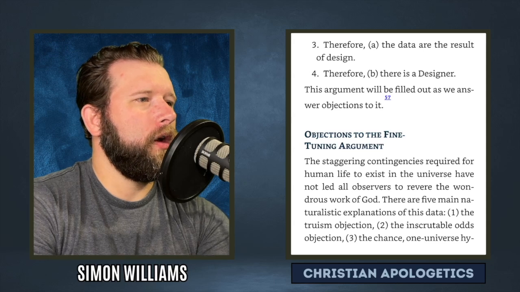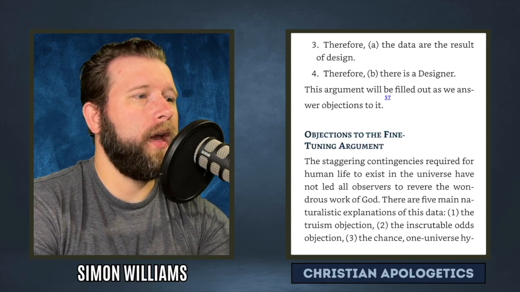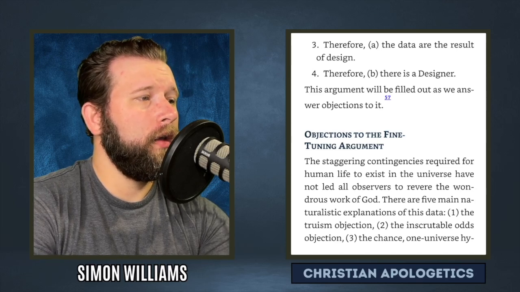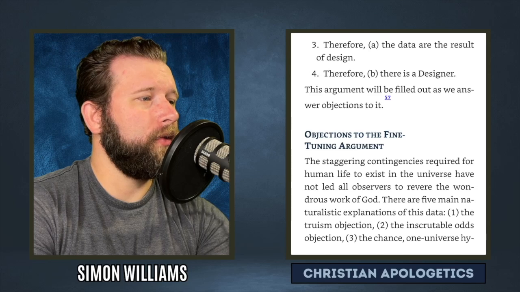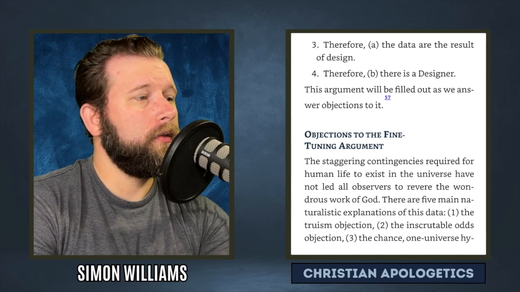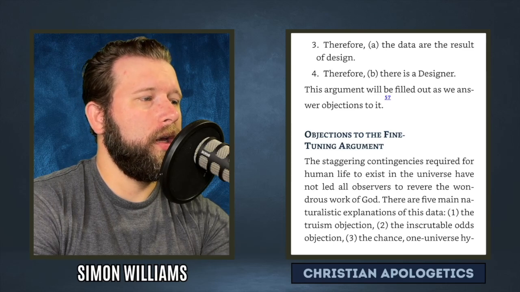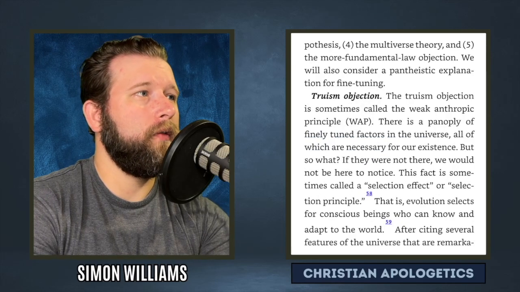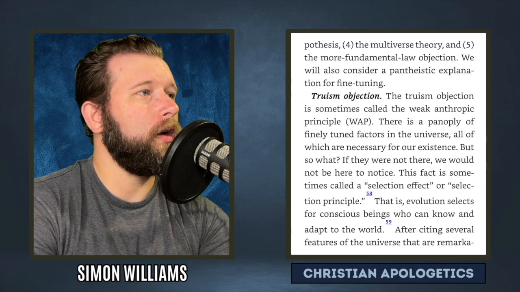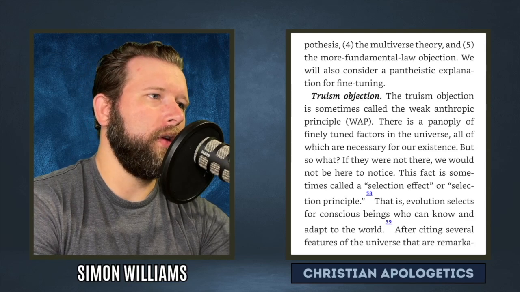Objections to the fine-tuning argument. The staggering contingencies required for life to exist in the universe have not led all observers to revere the wondrous work of God. There are 5 main naturalistic explanations of this data. 1, the truism objection. 2, the inscrutable odds objection. 3, the chance one universe hypothesis. 4, the multiverse theory. And 5, the more fundamental law objection. We will also consider a pantheistic explanation for fine-tuning.